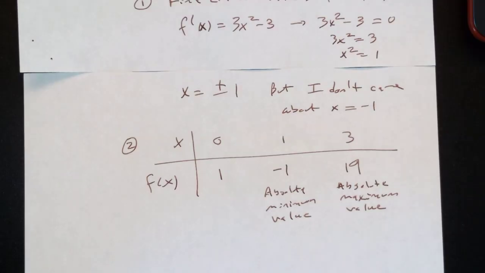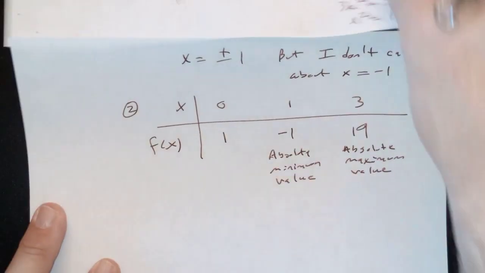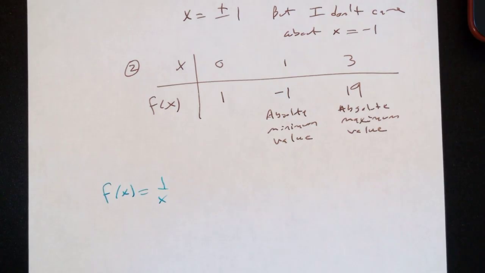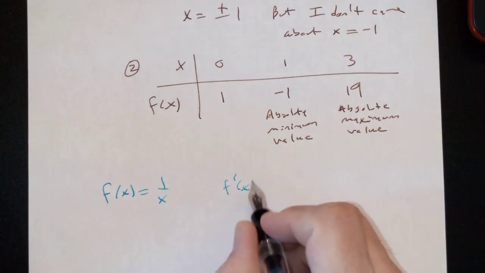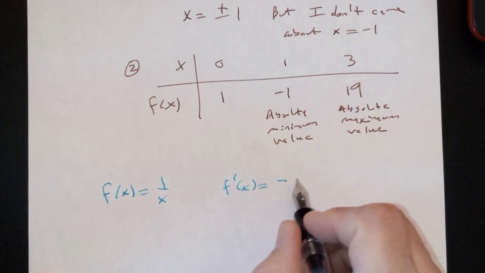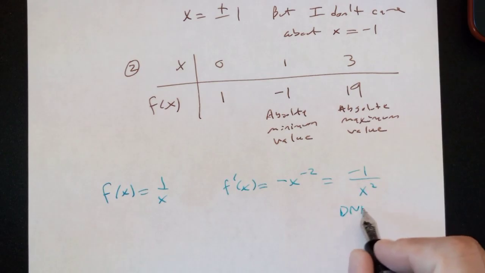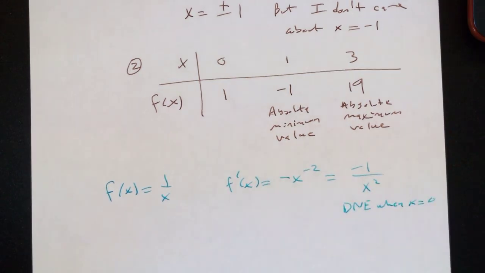If I think about the function 1 over x, what's the derivative of 1 over x? That's undefined at 0. Zero is not a critical point because 0 is not part of the domain of the function. You have to be in the domain in the first place to be a critical value.